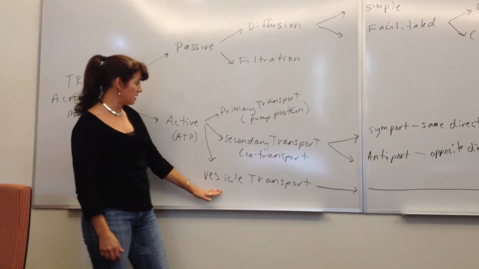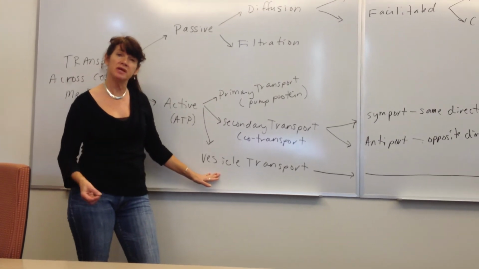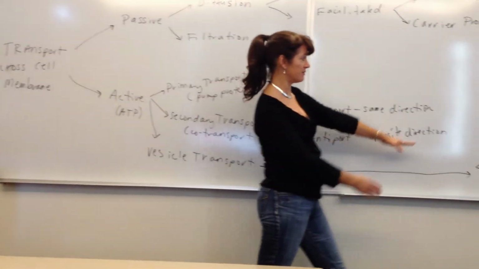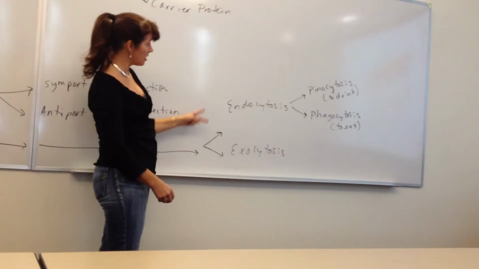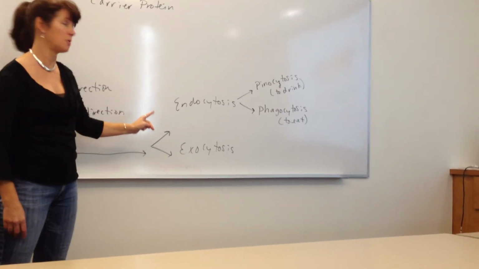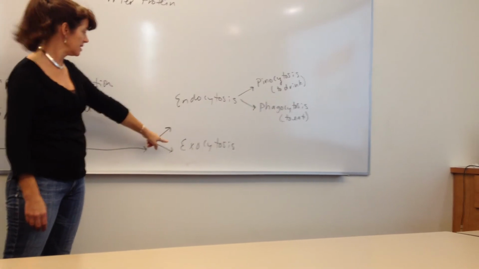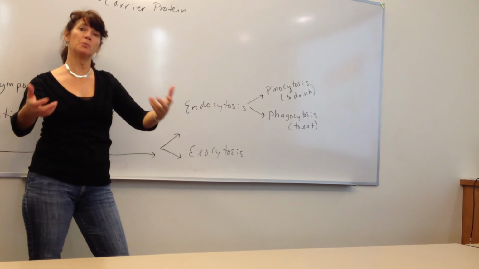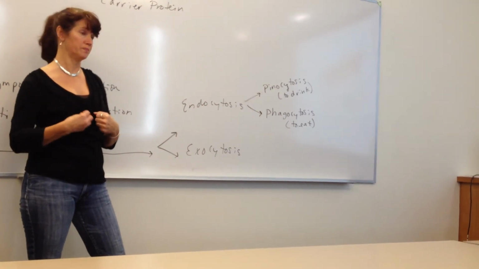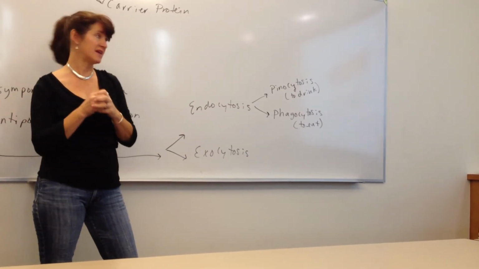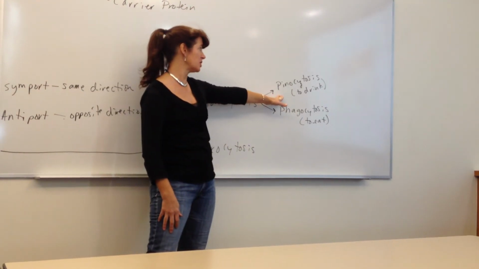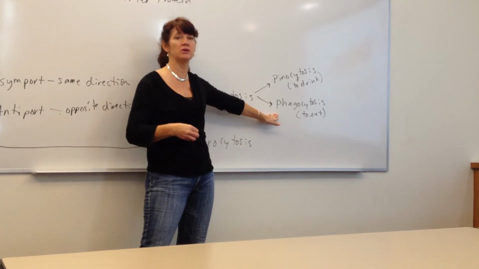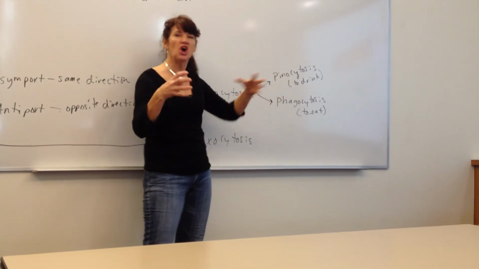The other form of active transport, which requires energy, is called vesicle transport. And we didn't have enough room, so we'll go over here. There are two forms of vesicle transport: endocytosis and exocytosis. Endocytosis is the cell bringing substances into the cell using vesicles. So pinocytosis and phagocytosis are the two manners in bringing material into the cell in large quantities.